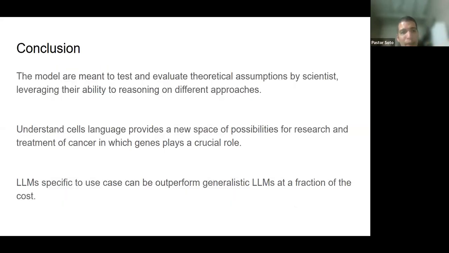The conclusions I have for the paper are that the models are meant to test and evaluate theoretical assumptions by scientists, leveraging their ability to reason on different approaches, and also to understand cell language. Cell language provides a new space of possibility for research and treatment of cancer, in which genes play a crucial role. And also LLMs specific to a use case can outperform generalistic LLMs at a fraction of the cost, which allows us to grow and start to test new things. So yeah, questions, comments, everything's welcome.